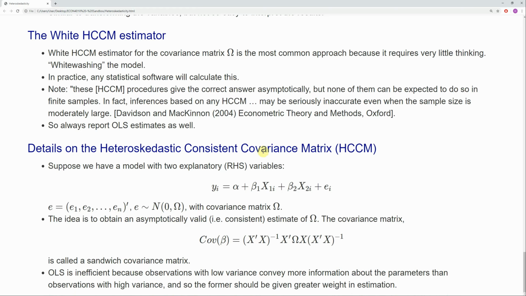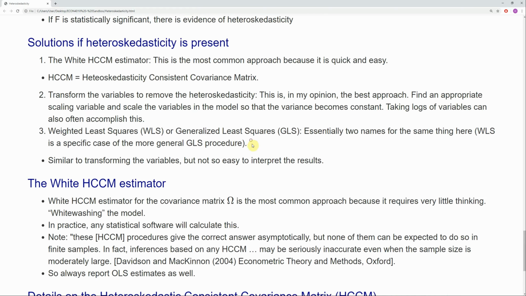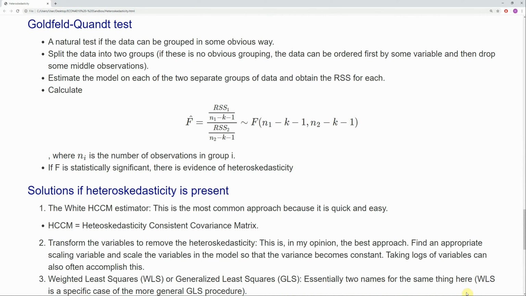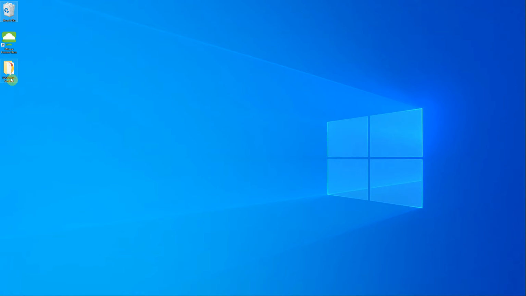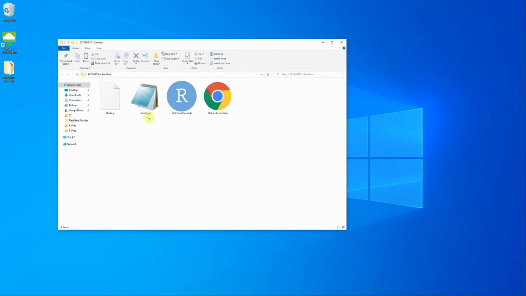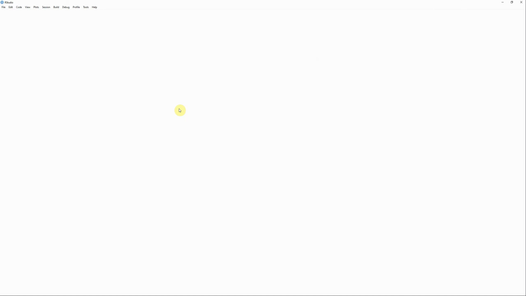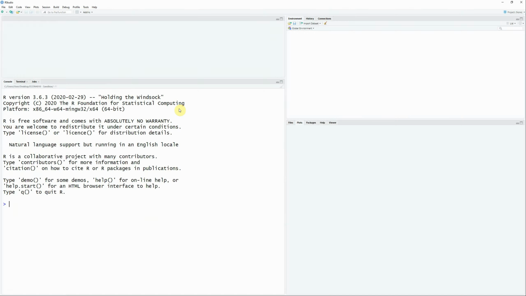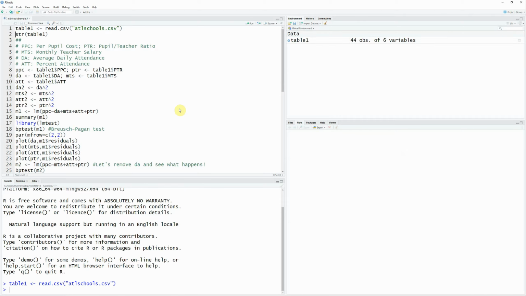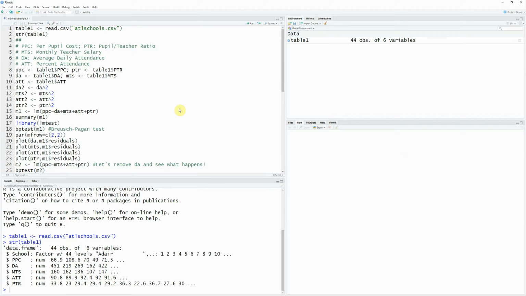So with that, let's go and see this in practice. There is this file, the dataset ATL schools, and then we have ATL schools example R codes, Atlanta school data. So let's read the data set, and it's a CSV data. Get the structure of our table.